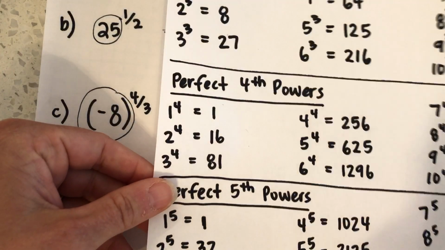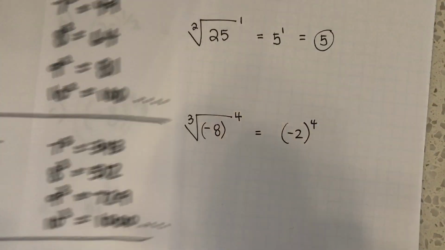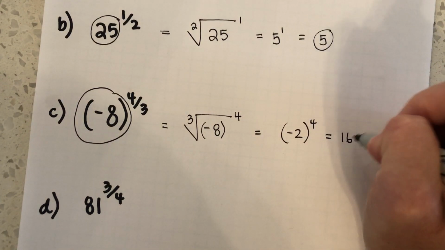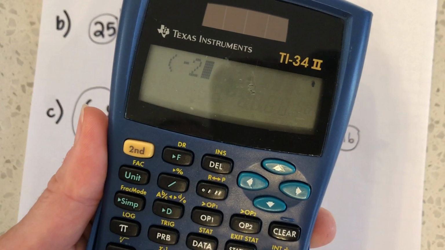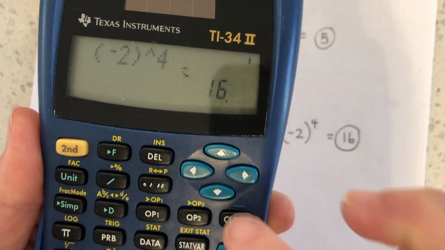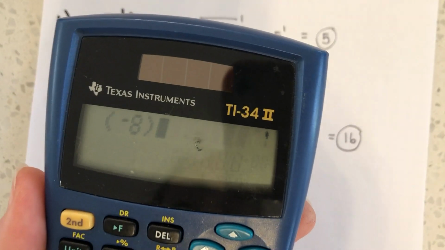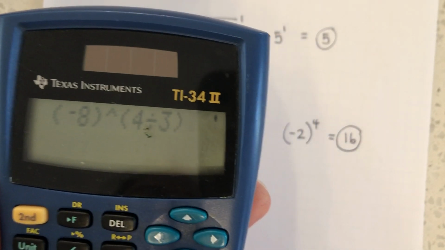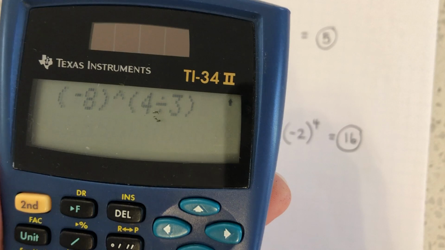Well, again, if you go here, 2 to the 4th is 16. So negative 2 to the 4th, negative 2 times negative 2 times negative 2 times negative 2 is also 16. Okay? And again, I'll just show you on your calculator. If you raise negative 2, put it in parentheses, raise it to a power of 4 and hit enter, it's positive 16. You can even check this. The negative 8 in parentheses, raised to a power of 4 divided by 3. Negative 8 to the 4/3 power, hit enter, it's going to say 16.